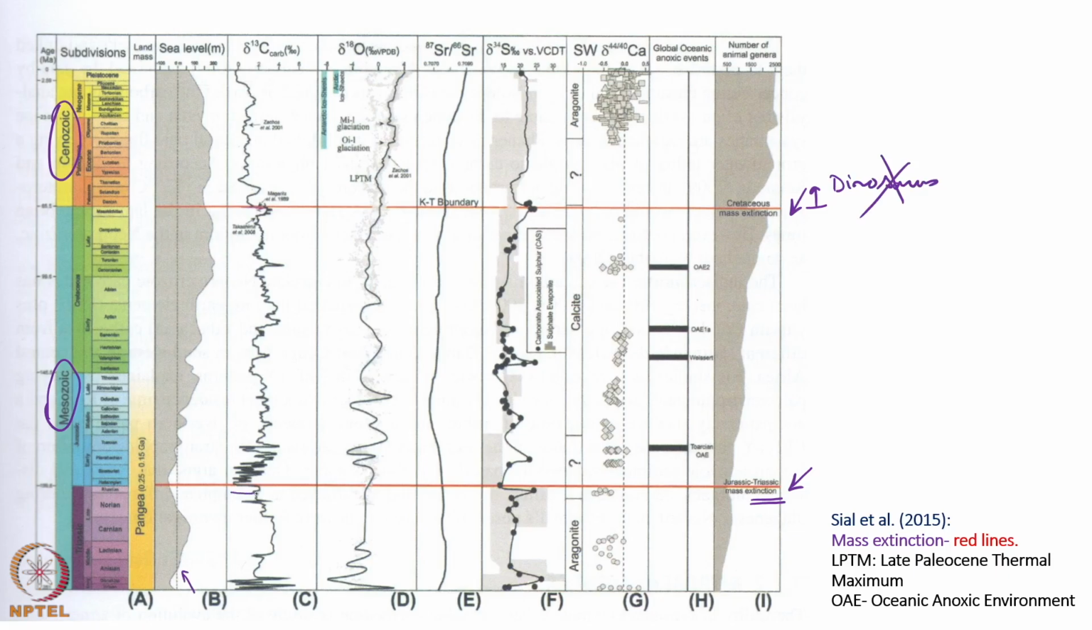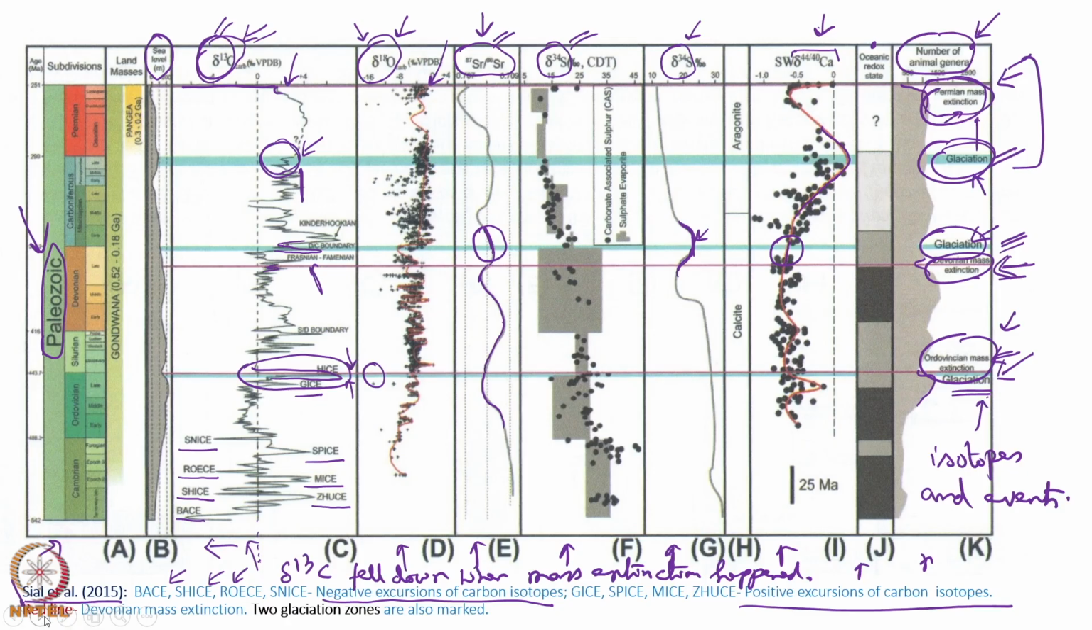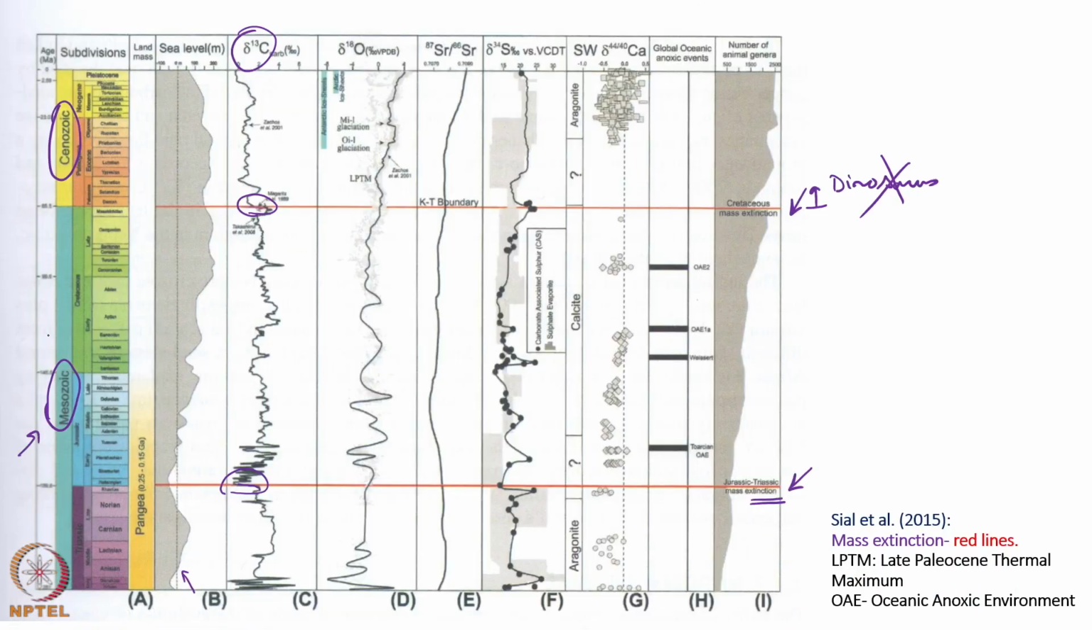Again, in case of a mass extinction, we find a sharp drop in the del 13C. The same thing is observed over there. So, this looks to be a consistent feature that del 13C falls when there is a mass extinction. So, this statement we made for the Paleozoic world is also true for the Mesozoic and the Cenozoic world.